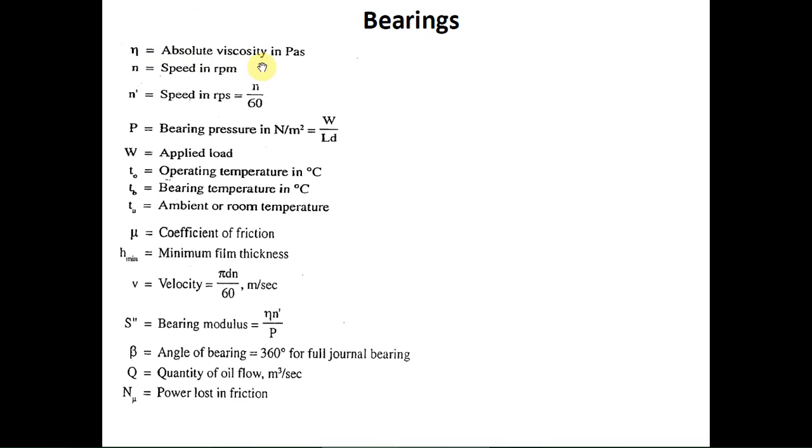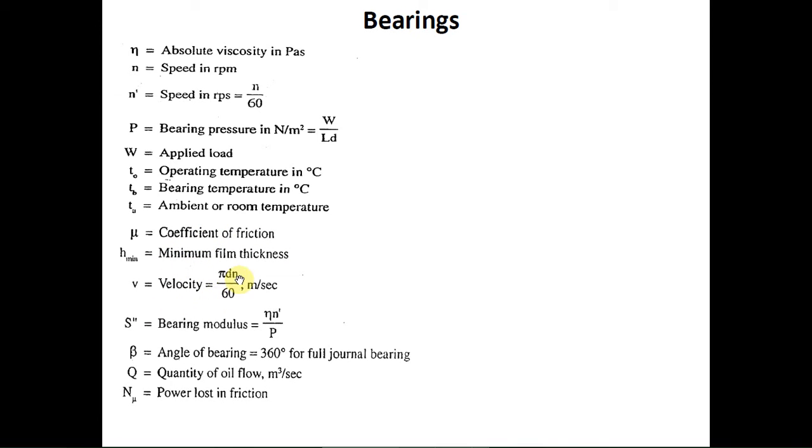Eta stands for absolute viscosity. N is speed in RPM. N dash is speed in RPS. P is the bearing pressure. W is the applied load. T naught is the operating temperature. TB is the bearing temperature. TA is the ambient or room temperature. Mu is the coefficient of friction. H min is the minimum film thickness.